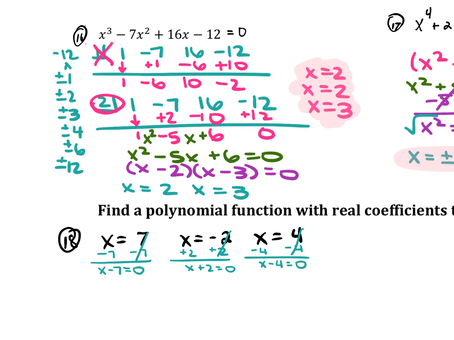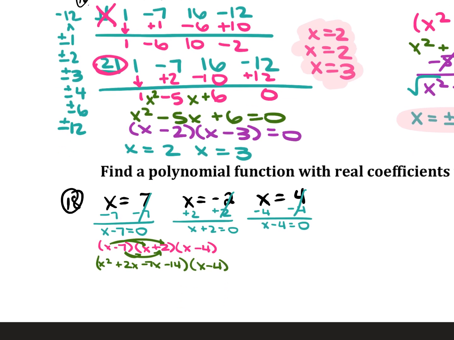We're going to take each of these 3, put them in parentheses, and FOIL them out. So x minus 7 times x plus 2 times x minus 4. The x times x is x squared. The x times 2 is 2x. Negative 7 times x is negative 7x. And negative 7 times 2 is negative 14. You are still multiplying this with the x minus 4. So combine your like terms of the 2x and the negative 7x. That gives you x minus 4 times x squared minus 5x minus 14.